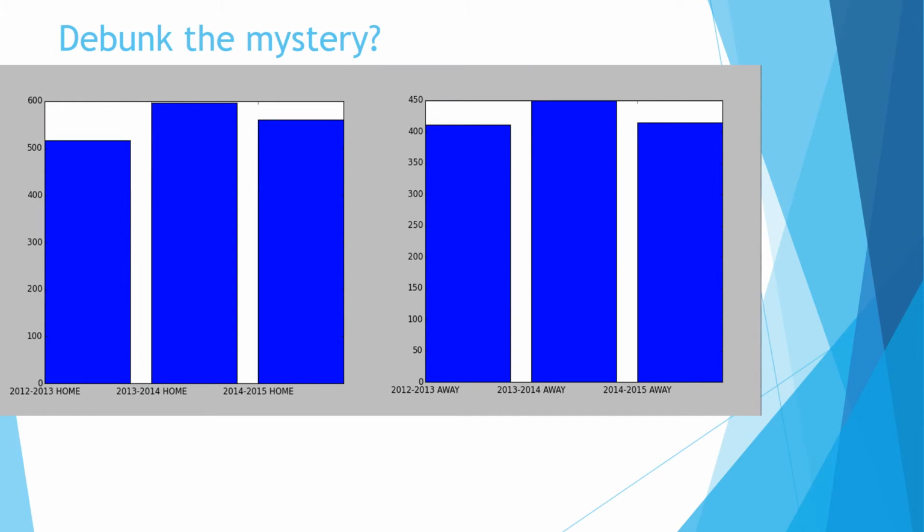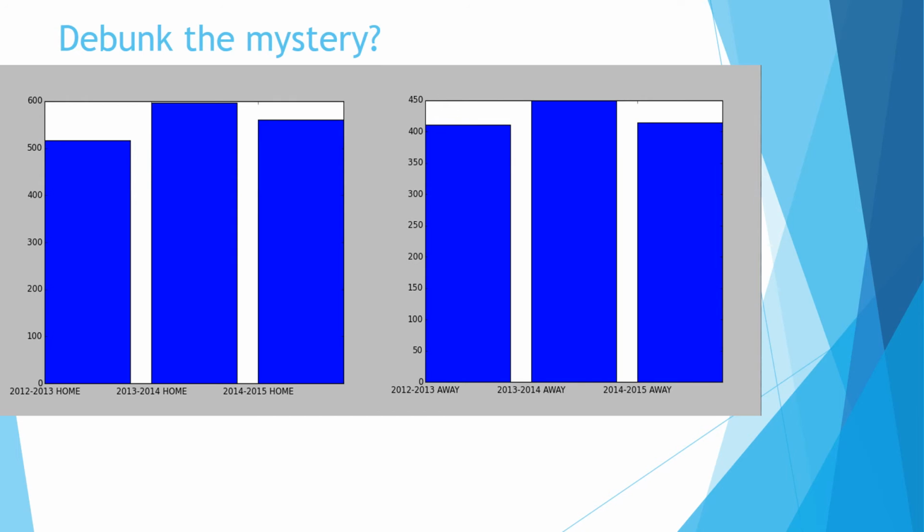Okay, it's now time to debunk the mystery that we have. I have here the 2 visualizations that I made from my coding. From this data, we can clearly tell that for every single season, home goals have always been higher than away goals, and this trend keeps going on, because in every single season it has been higher. No matter how high the away goals get, the home goals are always higher.